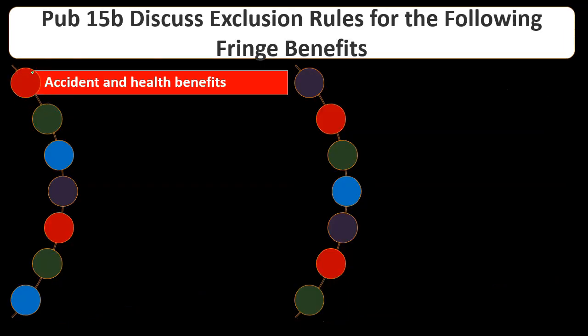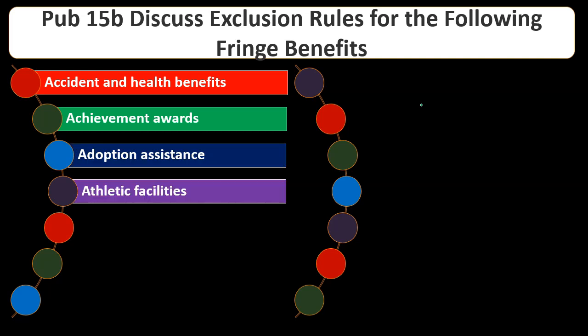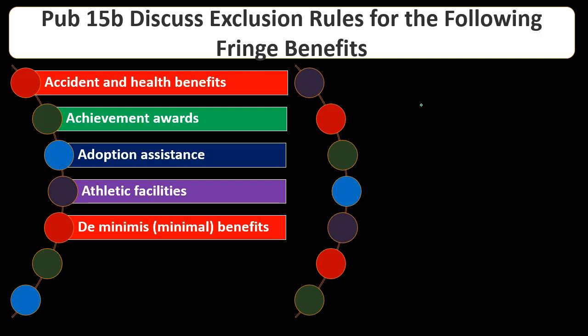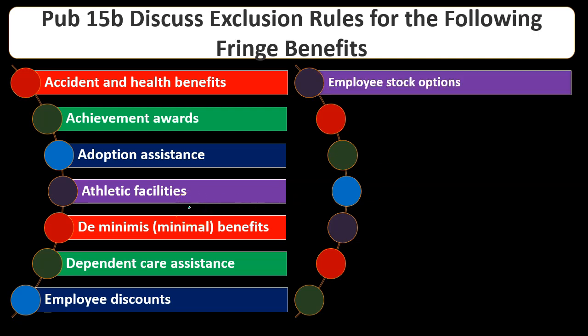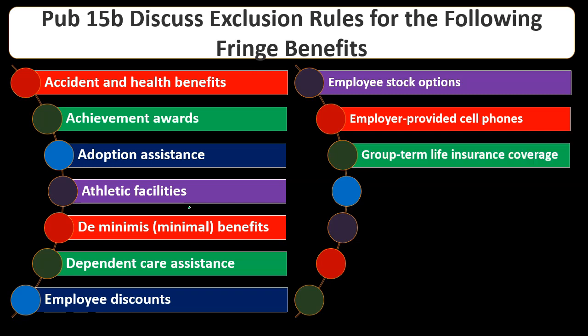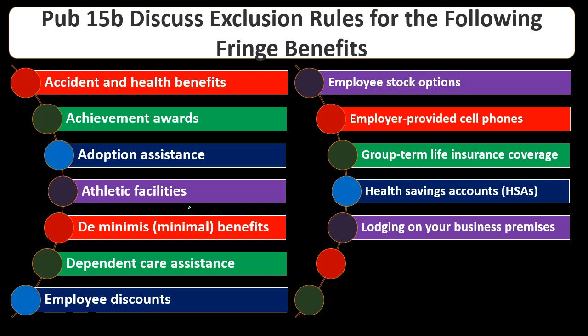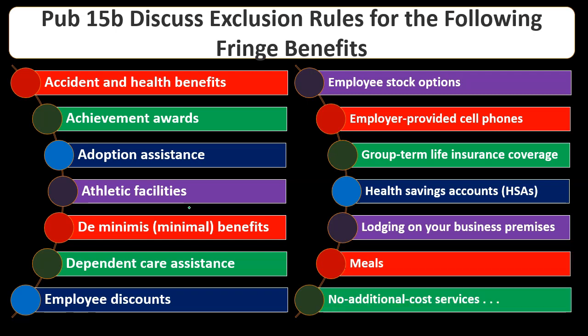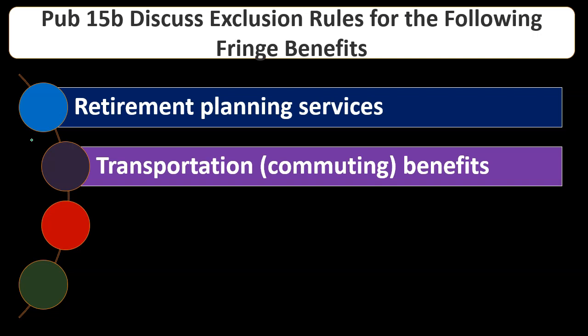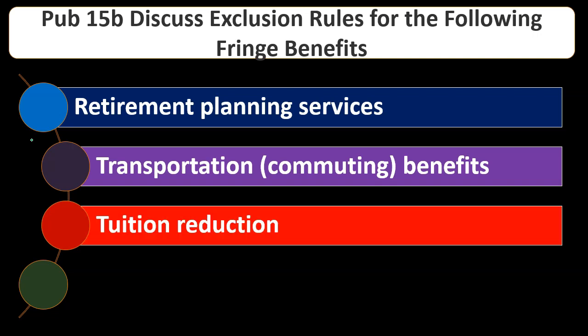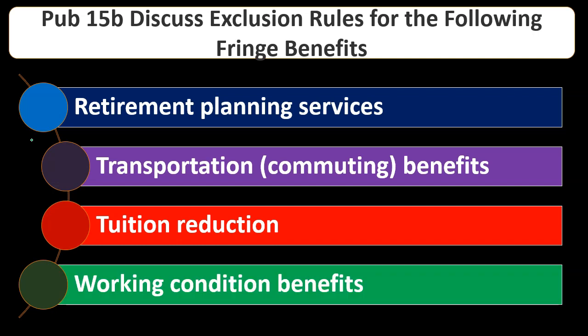Publication 15-B discusses exclusion rules for the following fringe benefits, so you can again look at that publication for more detail. Here's a list of fringe benefits you can look into: accident and health benefits, achievement awards, adoption assistance, athletic facilities, de minimis or minimal benefits, like small benefits typically, dependent care assistance, employee discounts, employee stock options, employer-provided cell phones, group term life insurance coverage, health savings accounts, lodging on your business premises, meals, no-additional-cost services, retirement planning services, transportation and commuting benefits, tuition reduction, which could be beneficial, and working condition benefits.